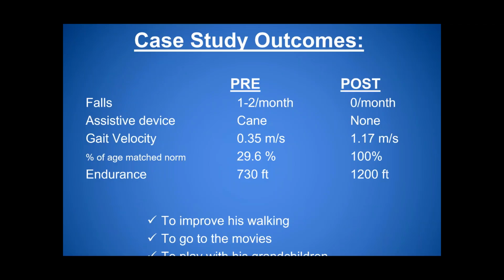All of these objective outcomes led to his ability to meet his goals, which was to improve his walking, go to the movies, play with his grandkids, and go out to dinner with his friends and family. And I think Beth would agree too that this kind of outcome is very typical and very achievable of what we normally see with our patients at this stage of Parkinson's that go through LSVT Big.